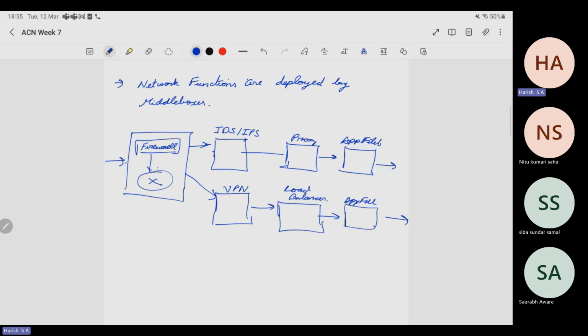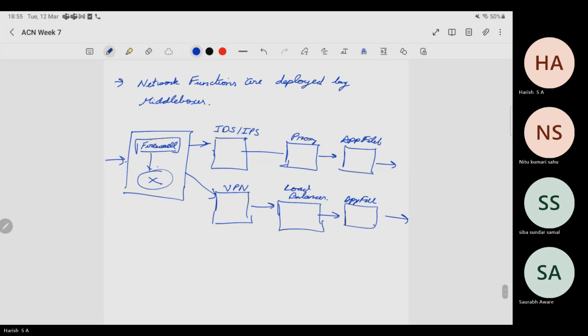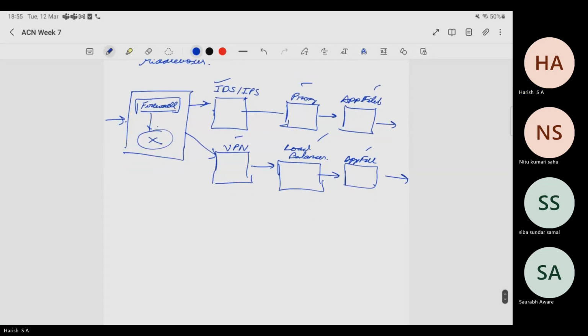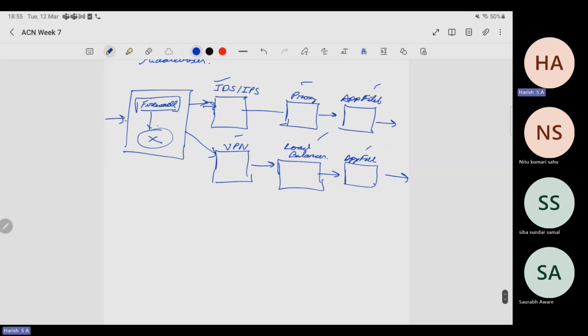The point here is, you see this IDS, IPS, VPN, all these things. They all consume some cycles of CPUs, and possibly the input of one of these functions goes to the other function. These are all network functions, right? These are all network functions.